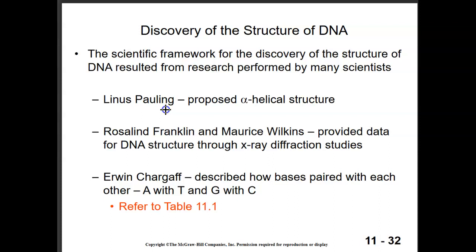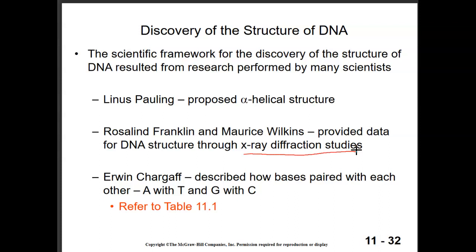Rosalind Franklin and Maurice Wilkins provided evidence that DNA was basically an alpha helix by using what's called X-ray diffraction studies. X-ray diffraction is a field of analysis where you basically trap a molecule inside of a kind of piece of plastic, and then you shine X-rays through it to look at the shadow that the molecule casts.